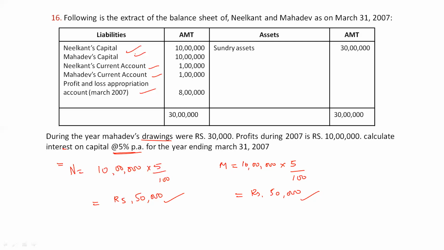In the previous problems, current account balances were not mentioned, so the firm was following the fluctuating method of preparing partners' capital accounts. But here the firm is following the fixed capital method. So all the things like drawings, additional capital, or the profit and loss appropriation account would affect the current account, not the capital account. Sorry, additional capital will affect it here, but in this question additional capital is not given. Clear?